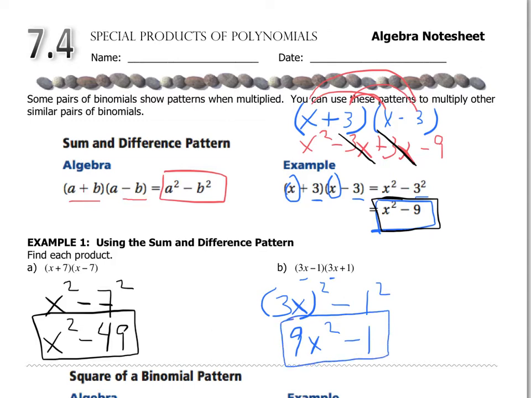And again, you certainly could do your FOIL and get that same answer. You would have those middle terms cancel each other out, but if you can recognize the pattern, it will eventually be more efficient for you and you'll be able to move along a lot quicker.